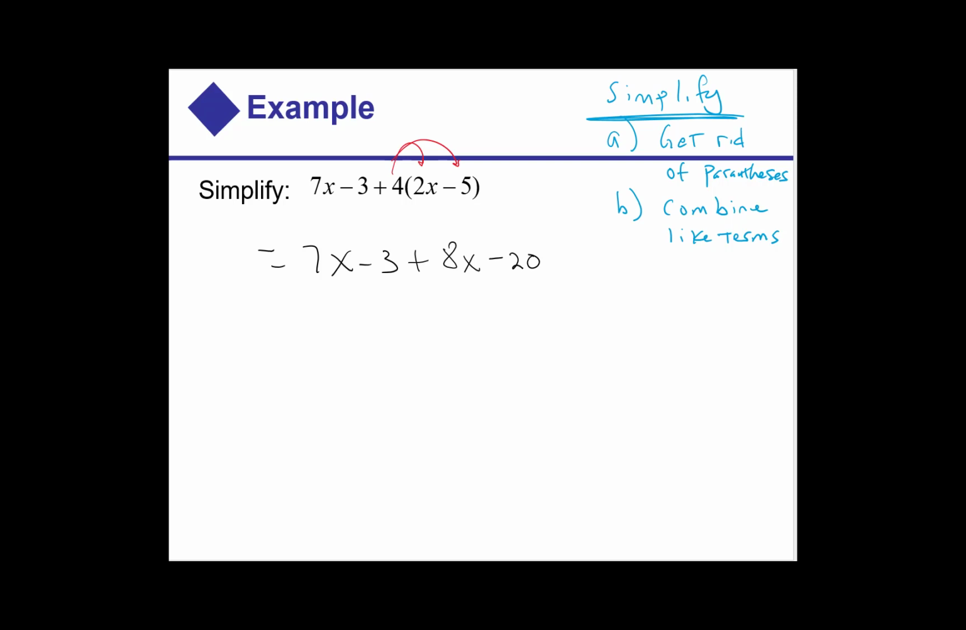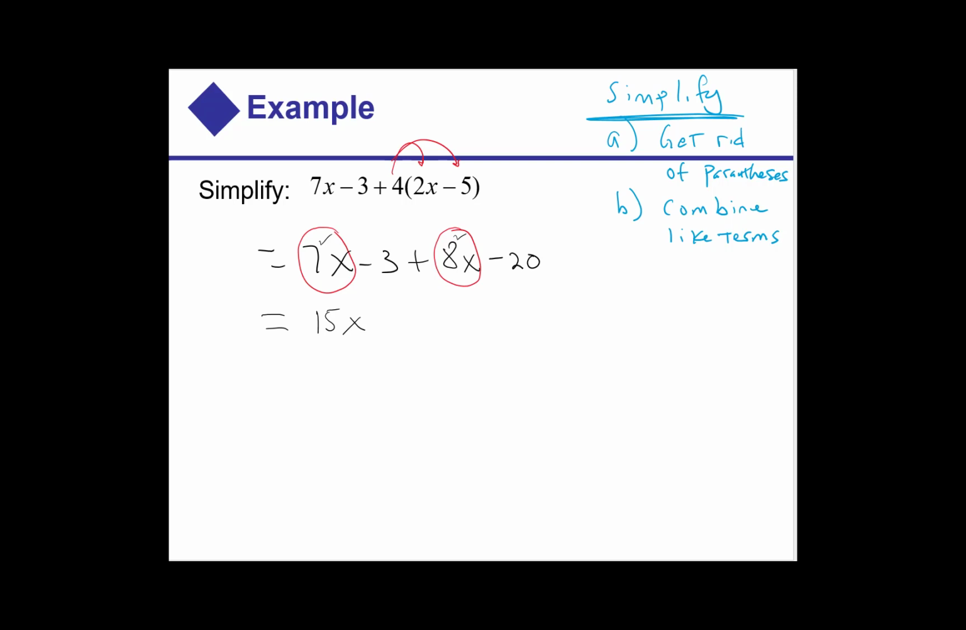Next, are there any like terms? This expression has 4 terms, the 7x, the minus 3, the 8x, and the negative 20. And some of them are like, 7x, the 8x. So we can combine those. 7x and 8x, just add the coefficient numbers, add the 7 and the 8. And that gives us 15x.